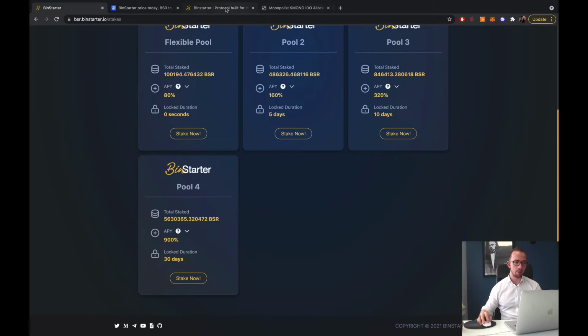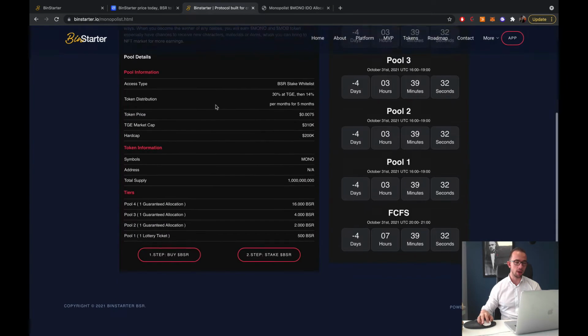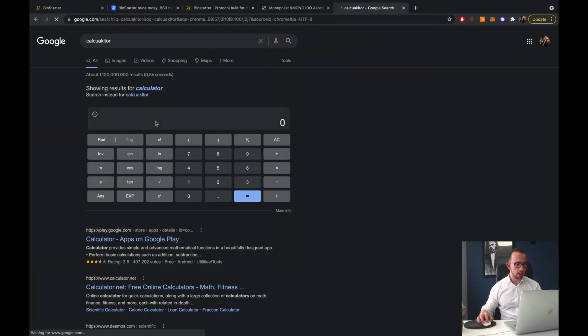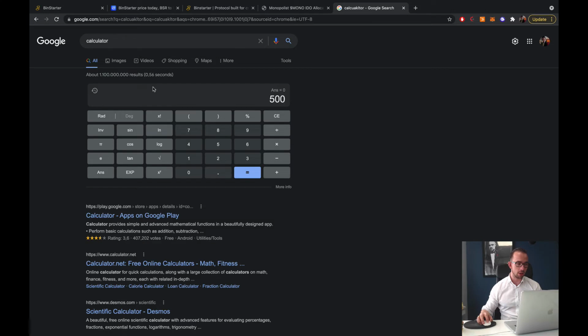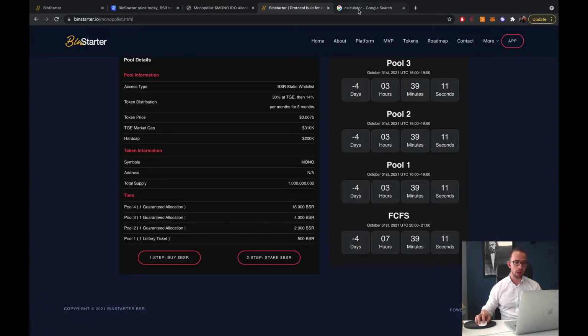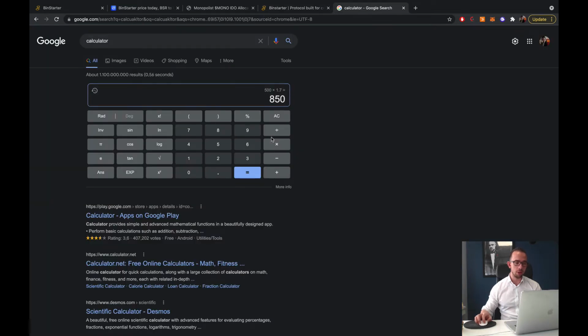So I just pull up this sheet. Oh wait, this one. So the minimum tier amount for the lottery is 500 BSR. So if we pull out a calculator, 500 times 1.7 right now is about $850 to be able to participate in the lottery pool, right? 2,000 to be able to participate in the first tier, which is about $3,400. So then you have a guaranteed allocation.